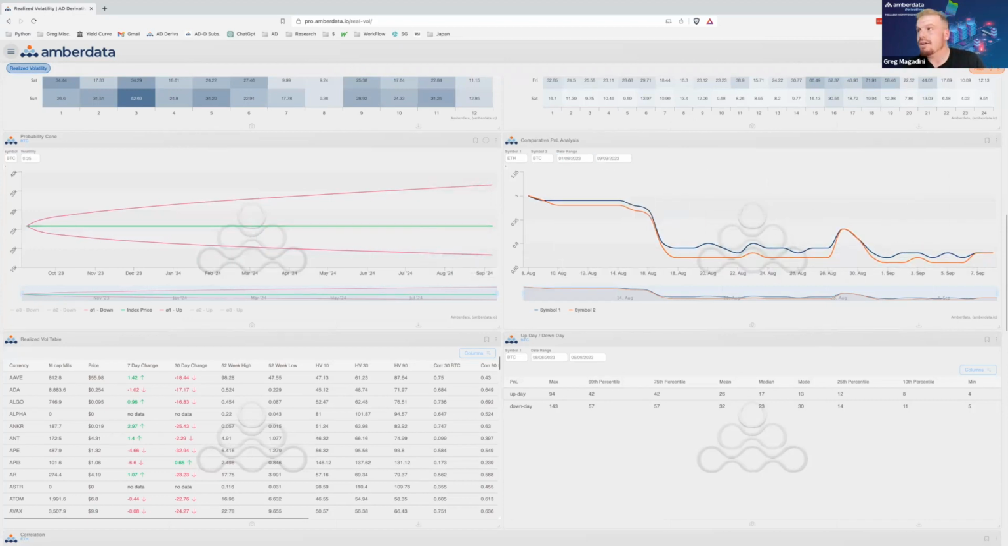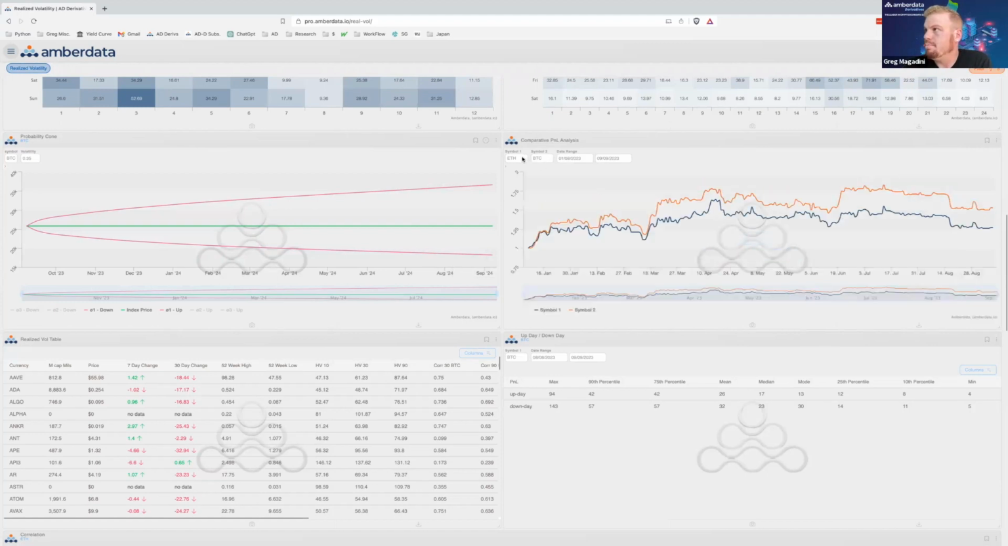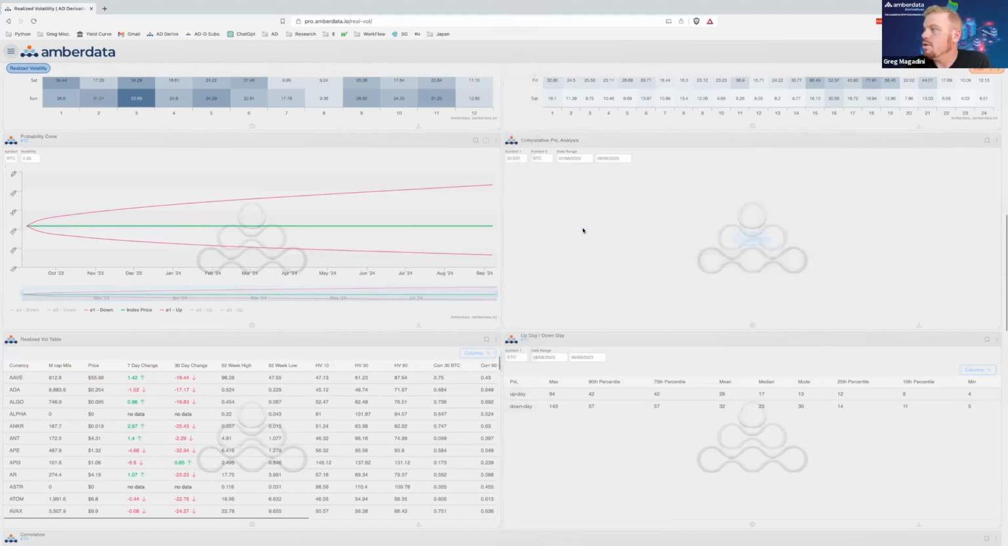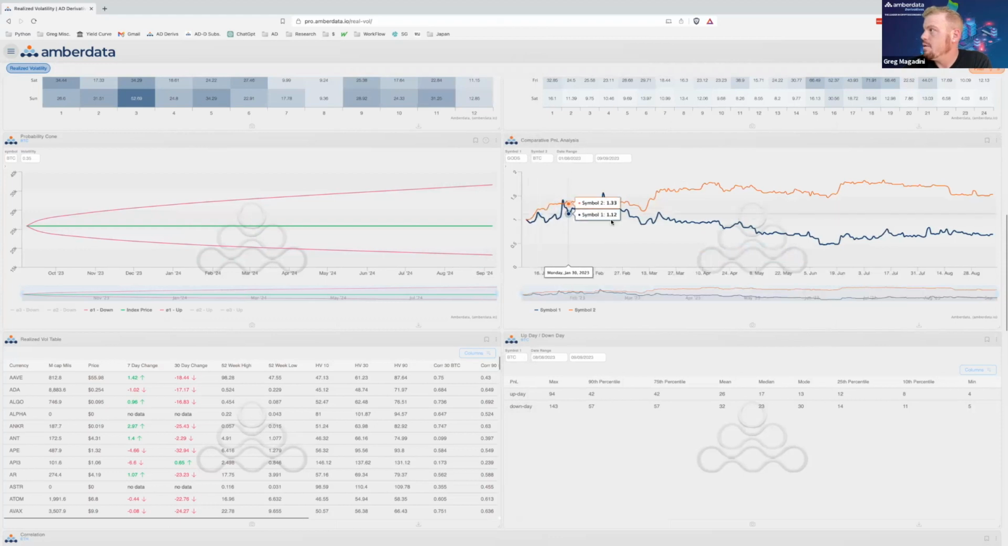So let's just say I want to look at year to date, and I want to compare Bitcoin versus Gods Unchained coin. Now I can basically see what that performance looks like. So we set the opening price as 100%. And now we can see sort of the change in price. So symbol one is Gods. So that's down 31%, while Bitcoin's up 50%.